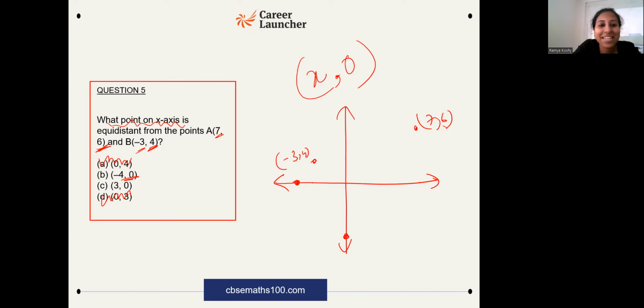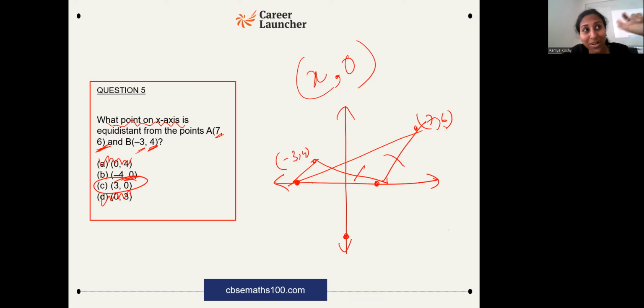And where is 3 comma 0? 3 comma 0 is here. Tell me what should be the answer, 3 comma 0 or minus 4 comma 0? 3 comma 0, no? The other cannot be equidistant. The answer should be 3 comma 0 because this looks like equal distance. Are you understanding how you answer a 1 mark question? Look for ways to save time. You eliminate options and then only 2 are left, which you can quickly sketch and check which is equidistant.